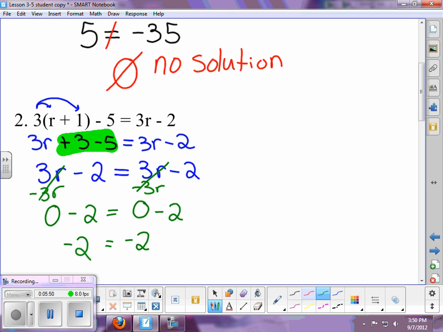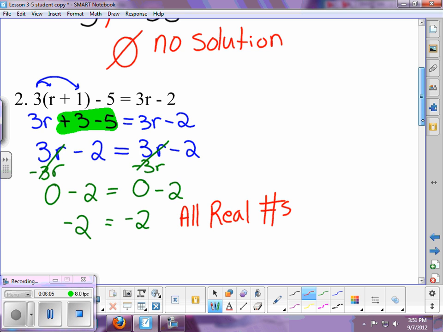That's a true statement. Since that's a true statement, our solution is all real numbers. And let's make the symbol for that, because of course in math we don't like to write out a lot of words, we like to use symbols. Remember again, the symbol looks like the two L's from the word all with an R on top.